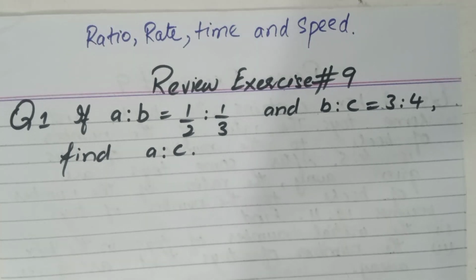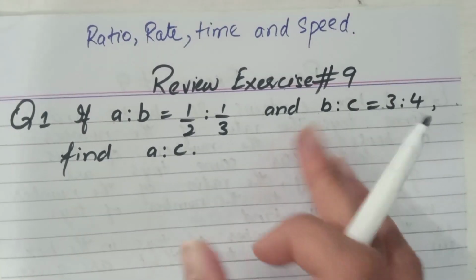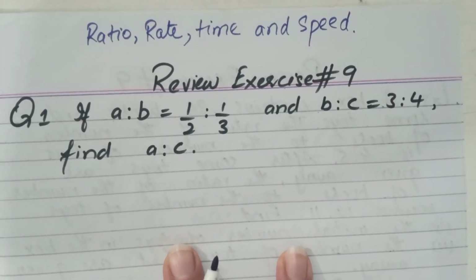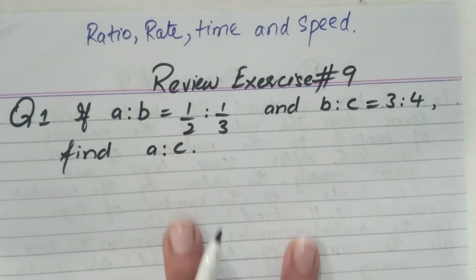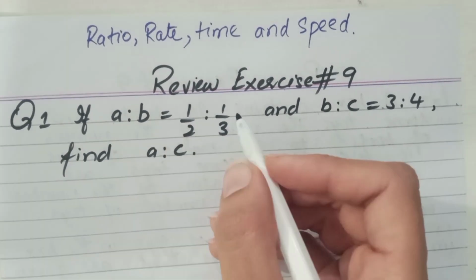If A ratio B is equal to 1 by 2 ratio 1 by 3 and B ratio C is equal to 3 ratio 4, find A and C. To find the ratio A and C, we have to first equalize the ratio B in both ratios. Let's start.